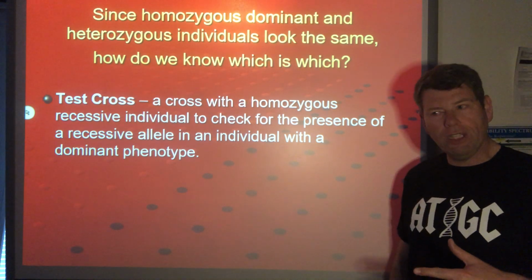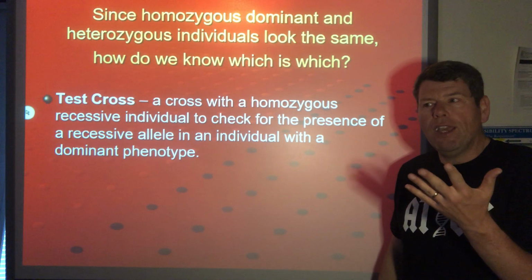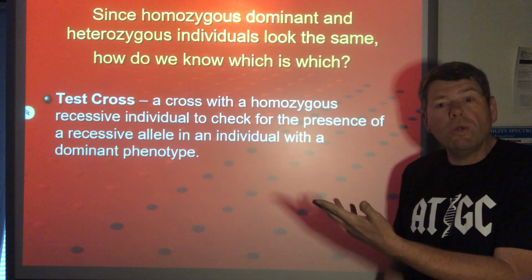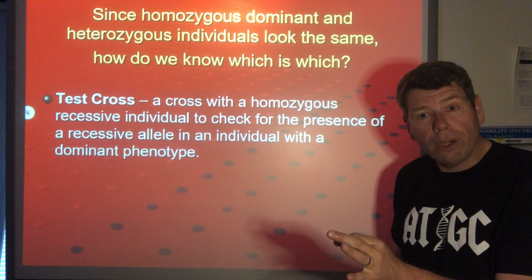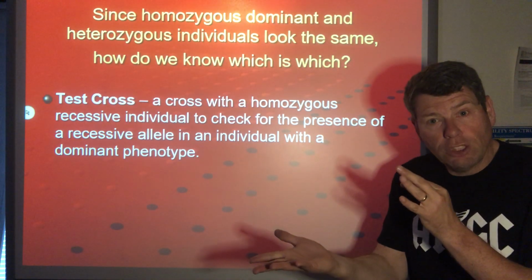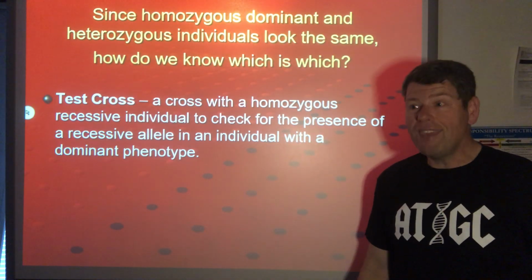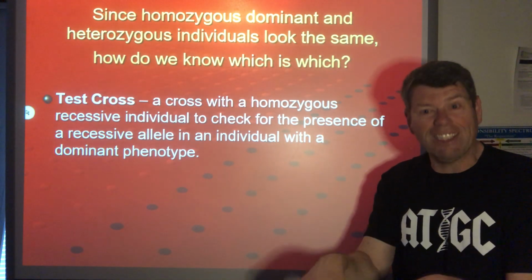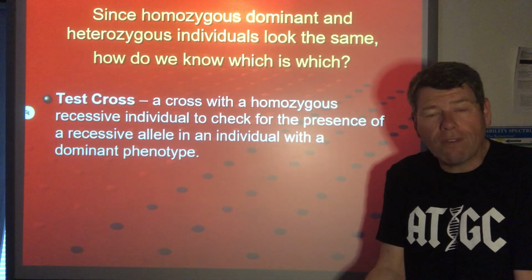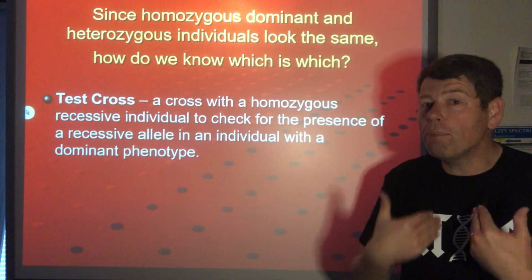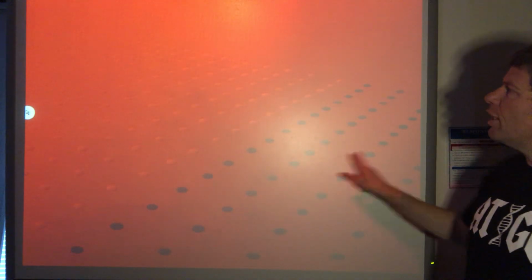In my situation, not that we do this a lot with humans, but let's just say we knew that my wife was a non-tongue roller. She'd be perfect to do a test cross with because she would be homozygous recessive. Then we could look at our kids. Now we'd want to have a lot of kids. The more offspring we have, the better we can identify what my unknown genotype is. Fortunately, we're not going to use humans.